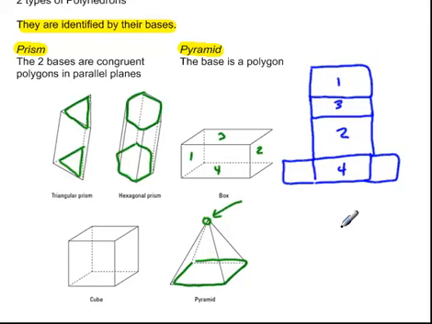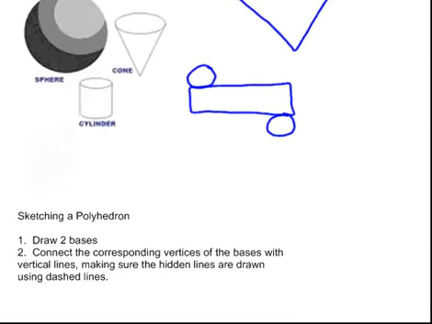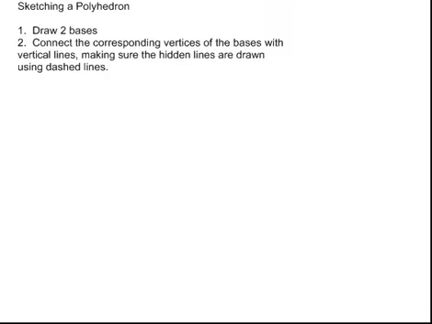A net is just a three-dimensional object laid out into a two-dimensional form. We can take a three-dimensional picture and lay it flat like a sheet of paper. So, moving on. What if we needed to sketch a polyhedron? I find that a lot of students have difficulty drawing polyhedrons.